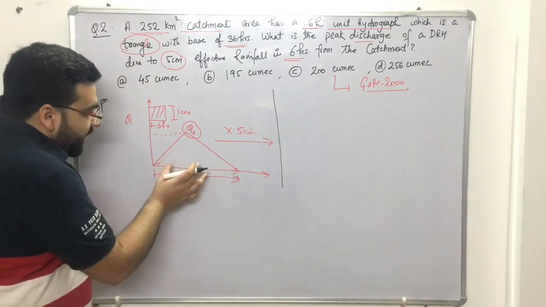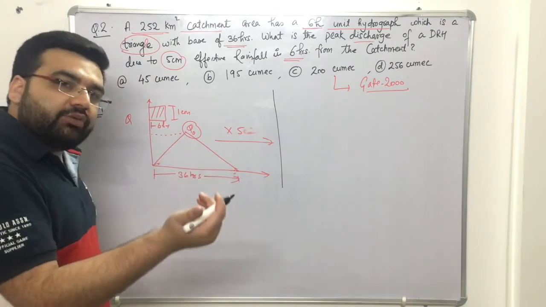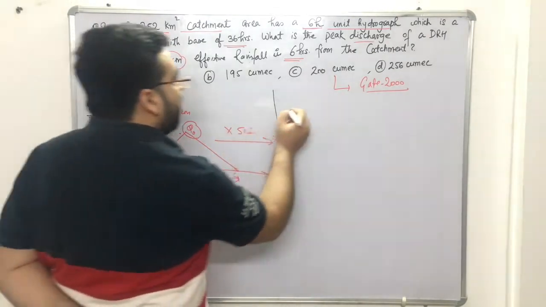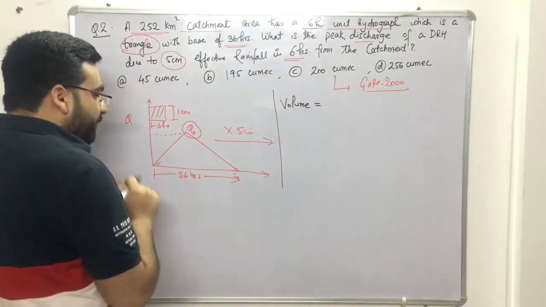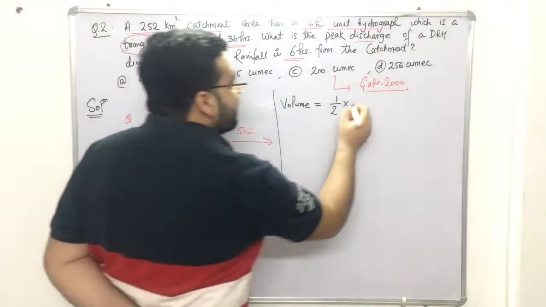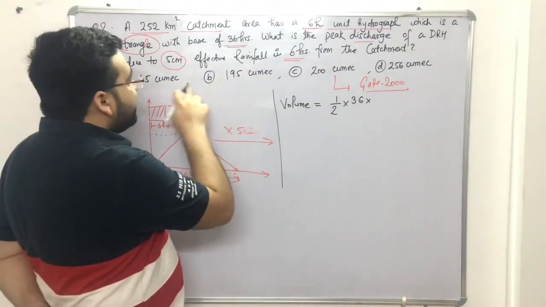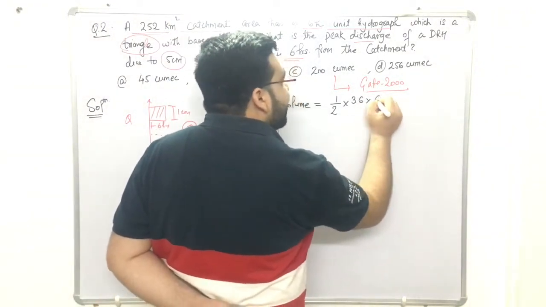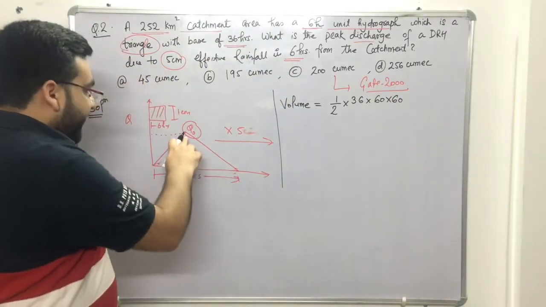Now you know that the area of this unit hydrograph will give you volume. Simple, right? Now let me calculate the volume. So volume will be equal to half into base into height. So half into base. How much is base? 36 hours. But that is in hours, right? And the answer is in cumec, meter cube per second. So I have to convert these hours into seconds. So 60 minutes into 60 seconds. Simple. So this is the volume into the height.